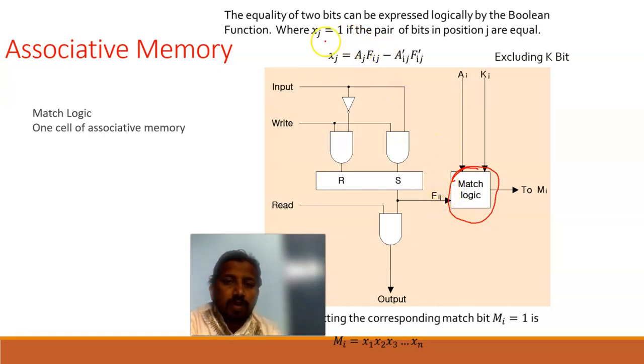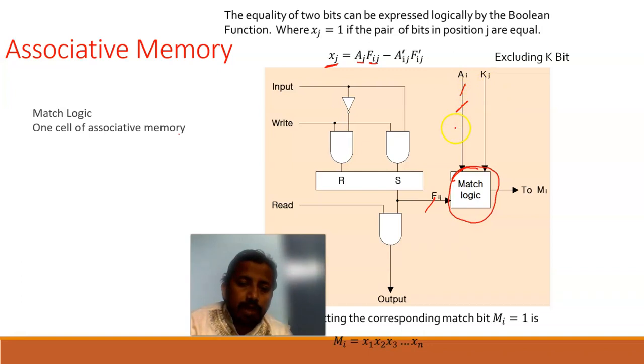What is F of ij over here? It is a function. First of all, the equality of two bits can be expressed logically by the Boolean function where xj is equal to 1. If at all an input is there, if you want to read an input, a write or read operation, whatever is there, the output would be displayed over here. Now coming to this: whether match is equal to 1 or not is given by this A and K. So this xj is equal to Aj F of ij, plus A prime F prime ij. So that, excluding the K bit, would be the match logic.